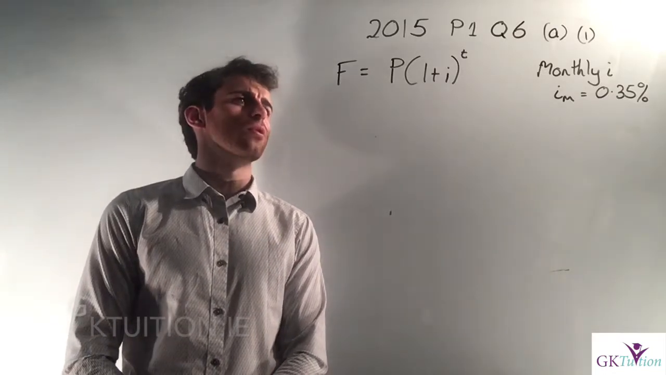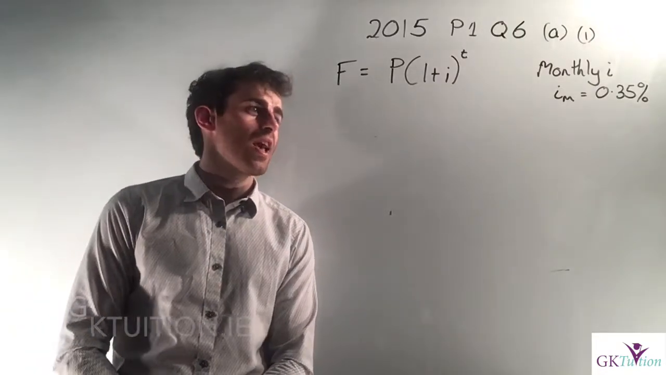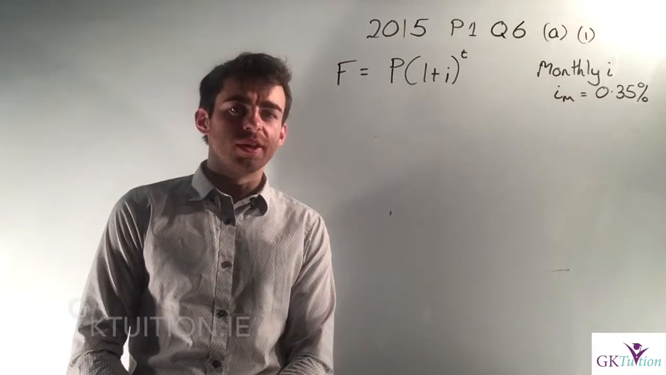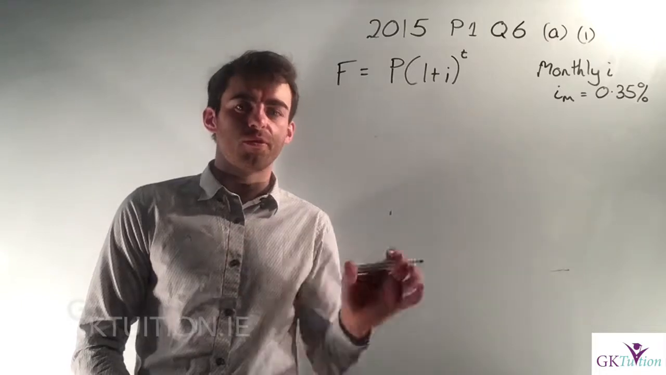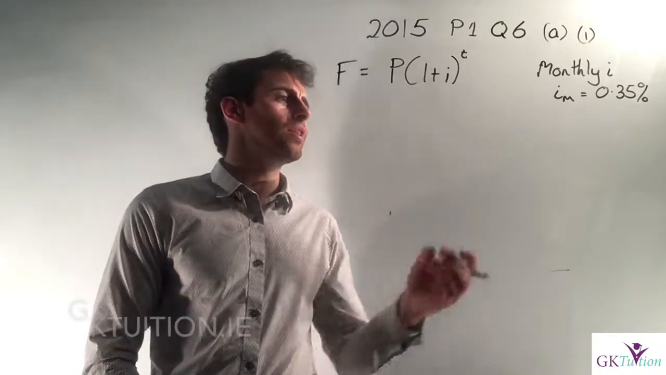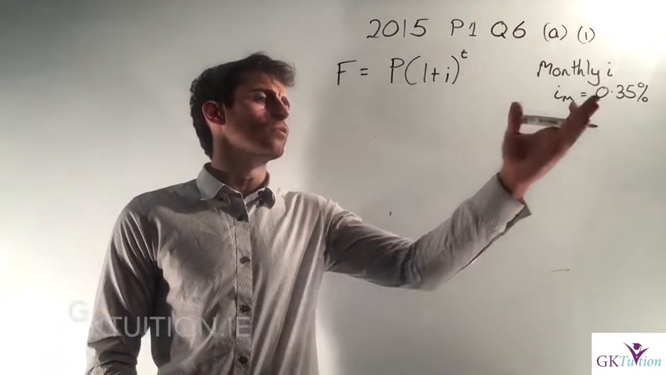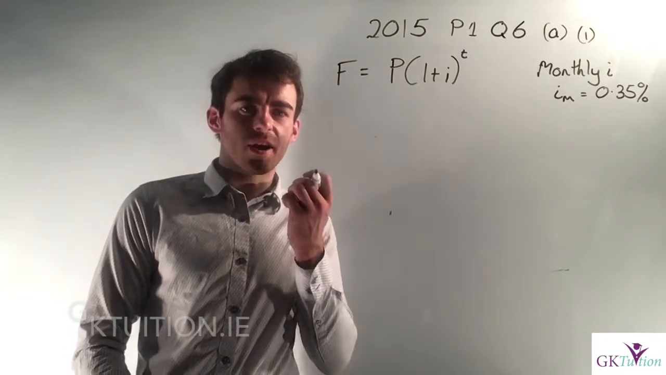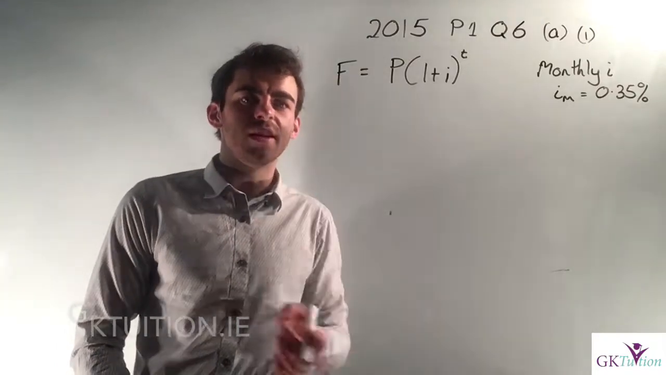Now the question that I've chosen to go through here is 2015 Paper 1 Question 6A Part 1. In this question we're told that Donagh is considering taking out a loan and he's offered two different repayment options. Bank A offers him a monthly interest rate of 0.35%. So my monthly interest rate is 0.35%. And I'm being asked to find the corresponding APR, or in other words, the corresponding yearly interest rate.